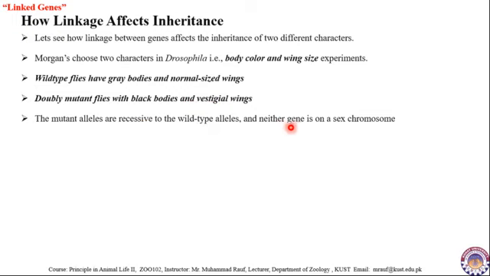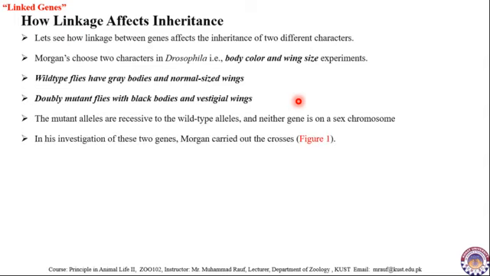And neither gene was present on sex chromosomes. So in that experiment there was no effect of sex involved on the progeny. He wanted to assess only the inheritance pattern of linked genes, and those genes were present on somatic chromosomes. So in his investigation of these two genes, Morgan carried out the cross, which we will discuss on the next slide.